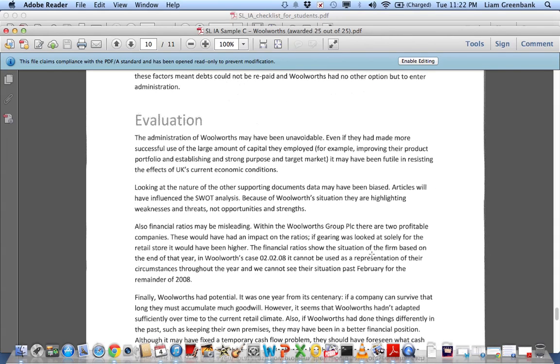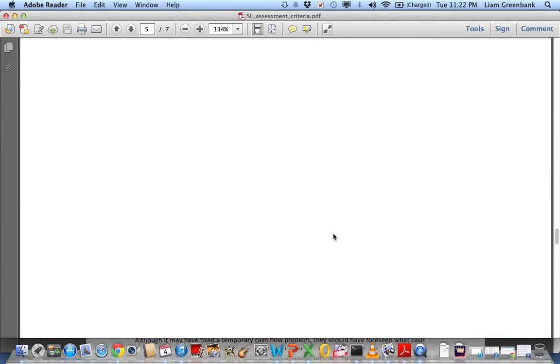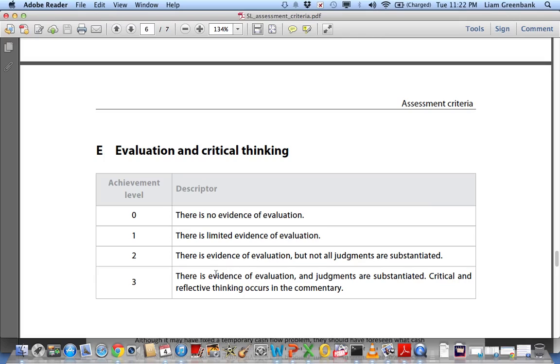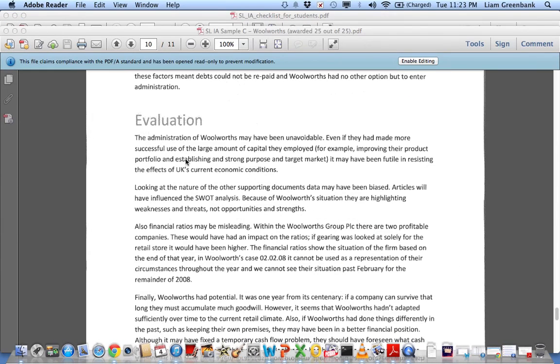And then you see here the evaluation. To get 3 out of 3, there is evidence of evaluation and judgments are substantiated. So basically they are backed up. Any judgments you make are backed up by information that you have used in the IA, that you have referenced to the sources of information that you've got. Critical and reflective thinking occurs in the commentary. So you're constantly criticizing and thinking about the reliability of your sources. Okay, so you're reflecting on the research that you did and how reliable it is.